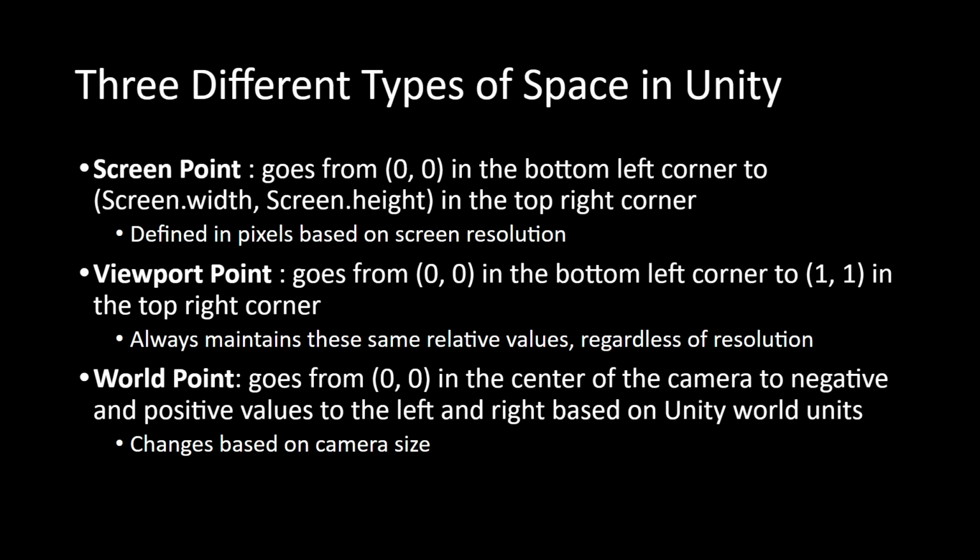Now, world points go from 0, 0 at normally the center of the camera to negative and positive values to the left and right based on Unity world units. Right? So now we get into the meters inside of Unity sort of thing. That can change based on camera size, zoom, where you are. You zoom in, suddenly a meter is a lot bigger because you're close to it. You zoom out, and so on and so on.